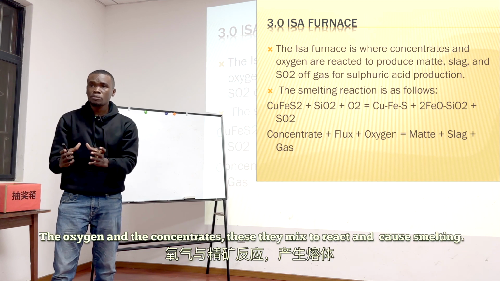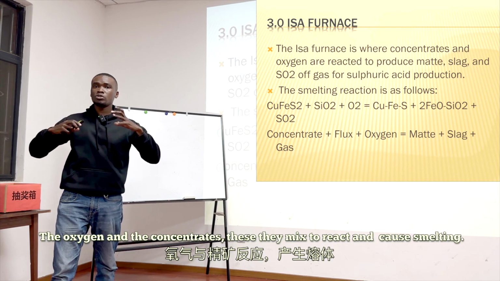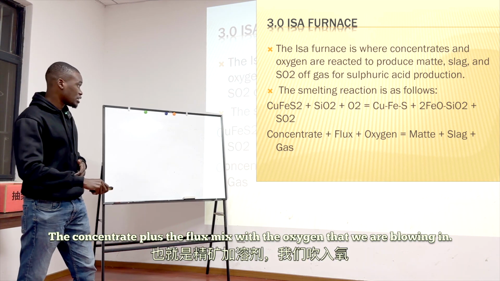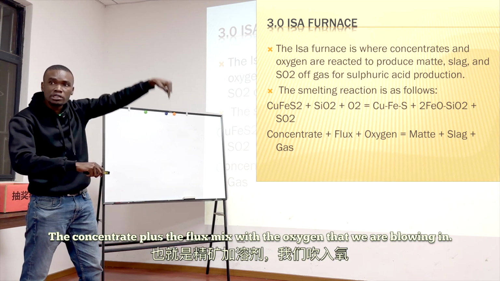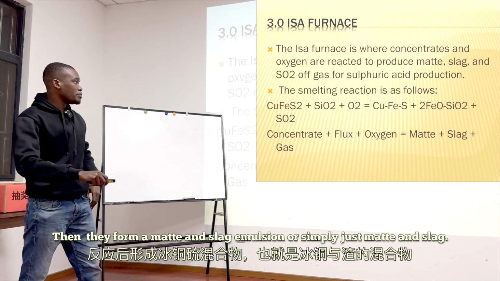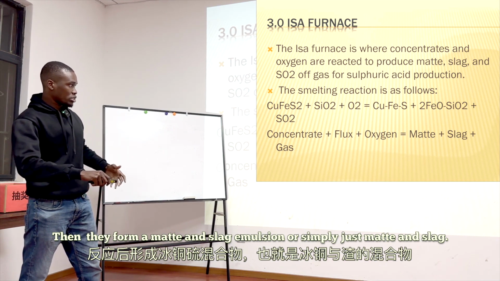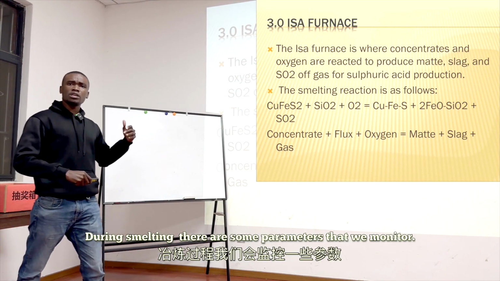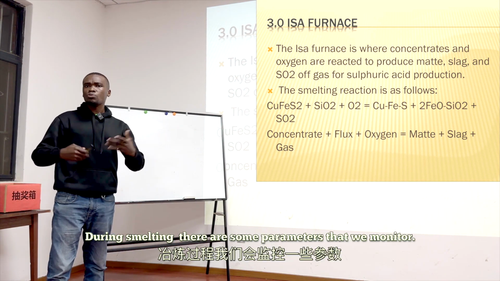The oxygen and the concentrates mix to react and cause smelting. The concentrate plus the flux mix with the oxygen that we are blowing in, then it will form a matte and slag emulsion, or simply just matte and slag. Also an off gas.